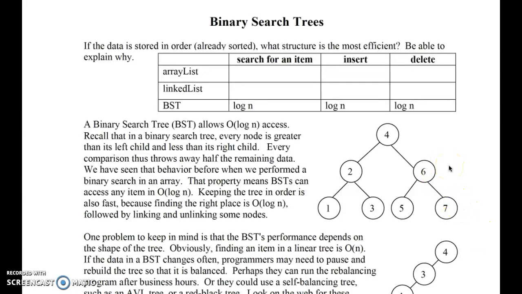So a binary search tree allows us to do binary searches, and the way that it works is that when the data is put into the tree, it's put in this format so that everything to the left is to the left and everything to the right is greater, and so that allows the data to be sorted.